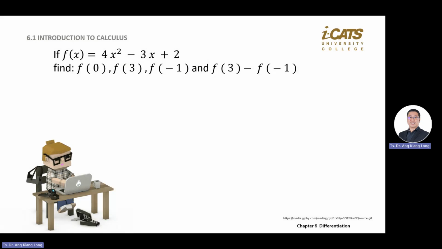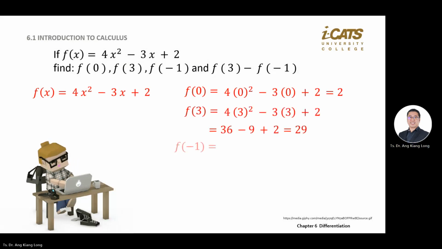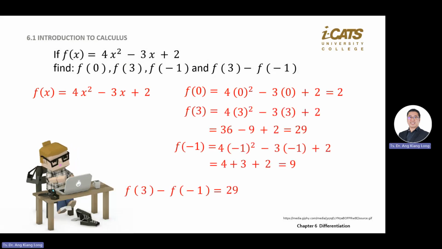You're given a function which is 4x squared minus 3x plus 2, and the question asks you to find x equals 0, x equals 3, x equals minus 1, x equals minus 3. The last one is an equation, f(3) minus f(minus 1). There are two functions here. I think this one should be no issue, just substitute the value. Only for the last part, you need to find the individual functions first, then you complete the equation.